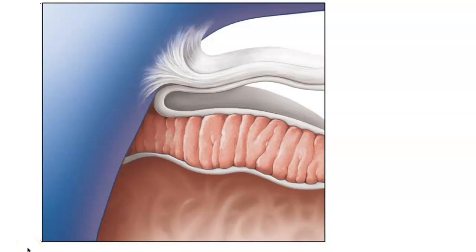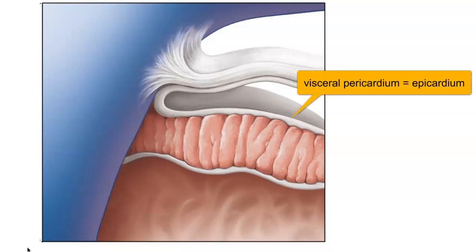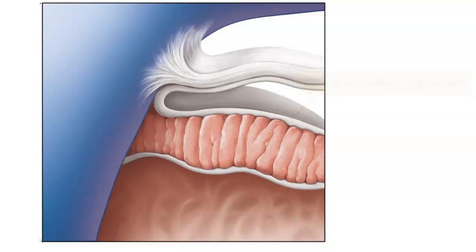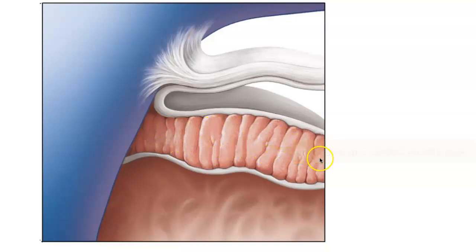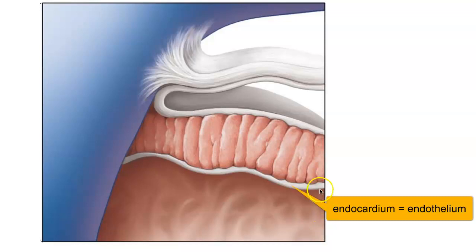Let's finish by taking a look at the actual wall of the organ itself. The outer region of the heart is the visceral pericardium. It's also known as the epicardium. It's simple squamous epithelial tissue that's continuous with the parietal pericardium, as we talked about. Deep to the epicardium is a thick layer of cardiac muscle. And then lining the chambers of the heart is endocardium. Endocardium is also simple squamous epithelial tissue. It's a continuation of the endothelium that lines blood vessels.